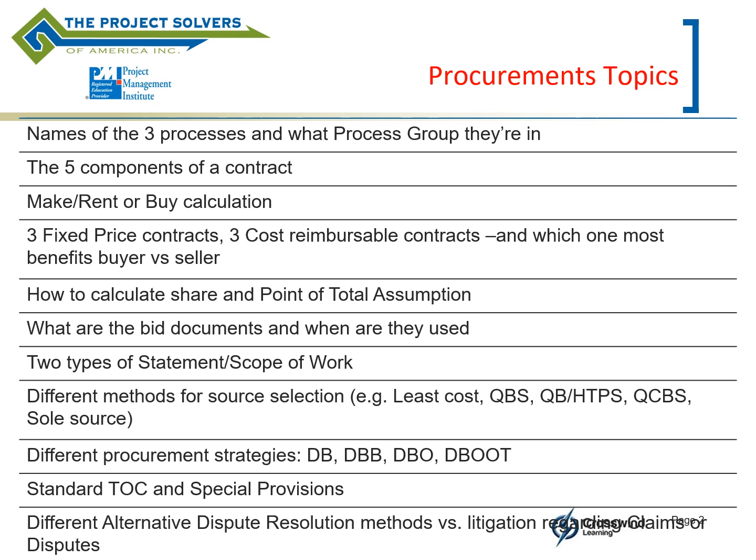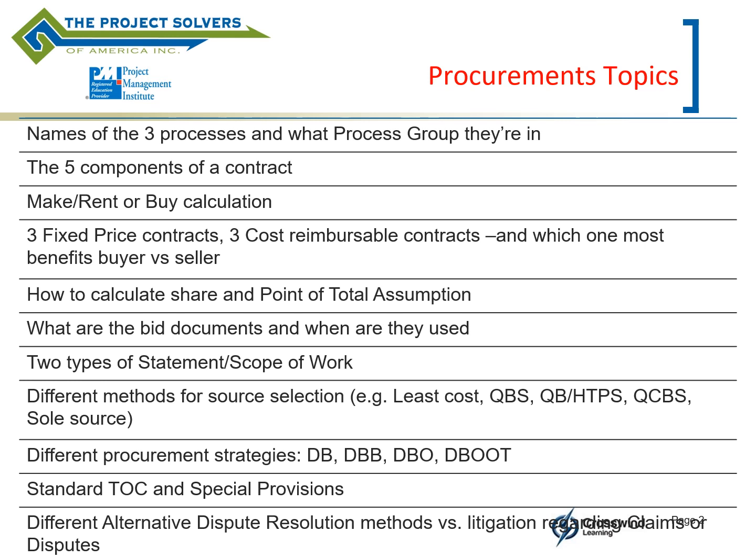We will talk about making the decision and how to do so as far as whether you should contract at all, and that would be make versus buy or make versus rent. We will cover the different contract types, which would include fixed price contracts and cost reimbursable contracts, which one benefits the buyer versus the seller, so where the risk is.